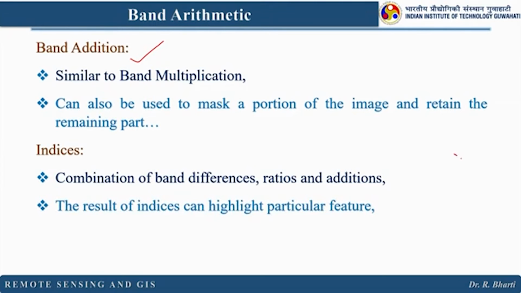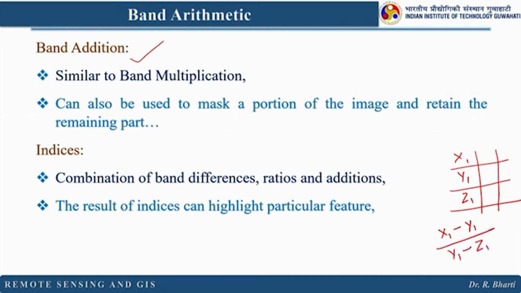So I have given you some hint: x1, y1, z1. These are the three values you have got from three different bands, right. So now can we use this x1, y1 minus z1 or plus z1? Like this you can perform the band ratio, but they are called indices, right.